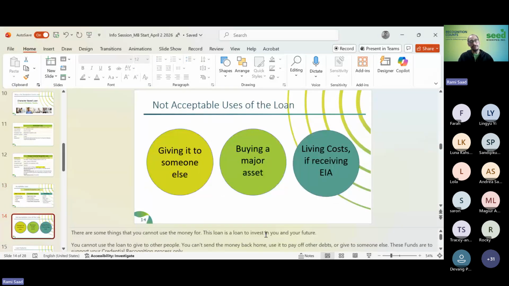What's not acceptable for the loan are these three conditions. One, you are not allowed to give it to someone, so you cannot just take the loan and give it to someone. You cannot buy a major asset like a house or a car, and you cannot use it for your living costs if you are receiving EIA. However, with EIA, you will need to report to your EIA officer, and sometimes they allow it, depending on how much money you are making through EIA and how much money you are actually spending on your credential recognition process. Sometimes they give exceptions, but you will need to talk to your officer.